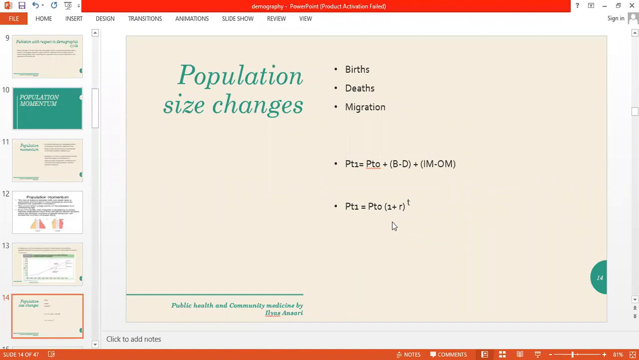And this equation is used for calculating the population projection in the future, in which this is the current population, and this is the future population which we calculate. One is a constant, r denotes the growth rate, and t is the time frame.